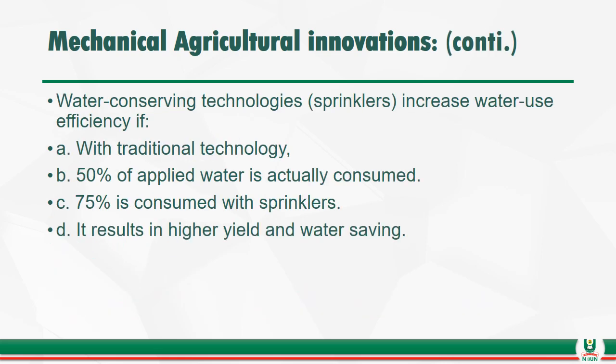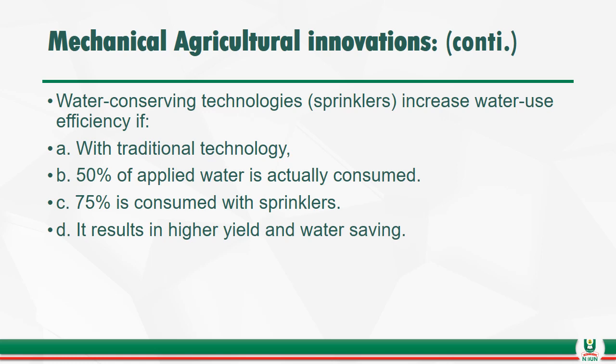Going further, ladies and gentlemen, water saving technologies, that is to talk about the use of sprinklers where there is drought. We must use sprinklers in order to save irrigation water, especially where the source of the water is expensive or it has a price. And so with traditional technology, we will adopt when 50% of water is actually consumed. So 50% will be what? Will be saved.